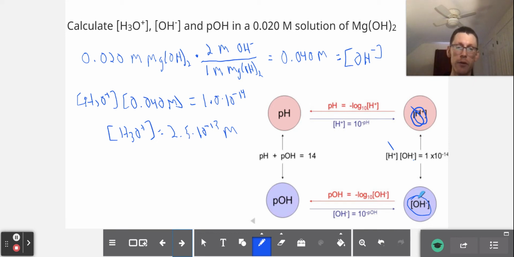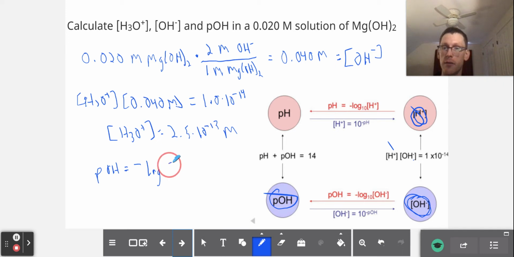We're also going to go from concentration of hydroxide over to pOH. And this is very straightforward. pOH is just defined as the negative log of the concentration of hydroxide, which is 0.040 molar. And pOH, therefore, is going to be equal to 0.91.